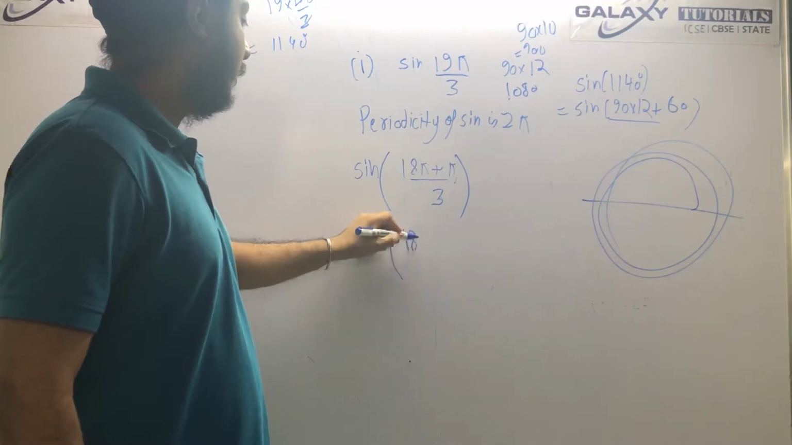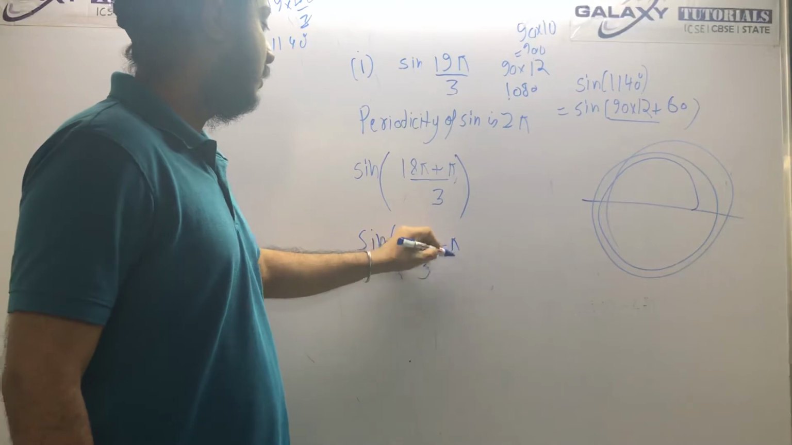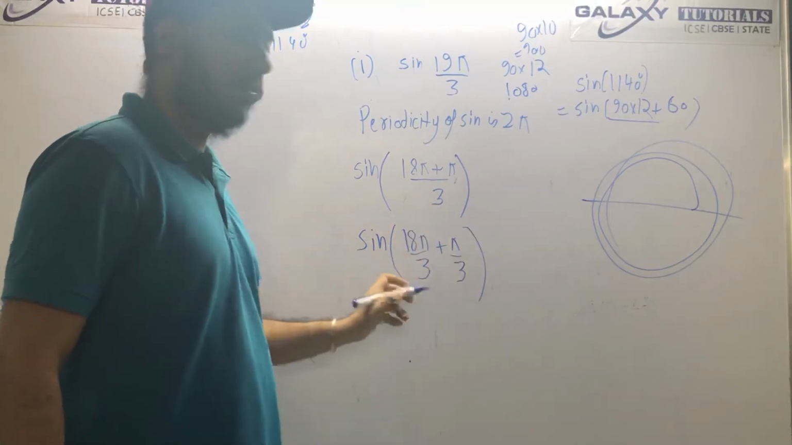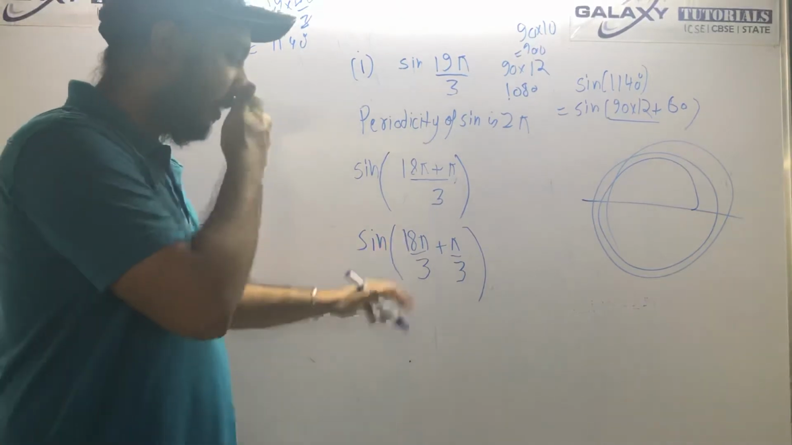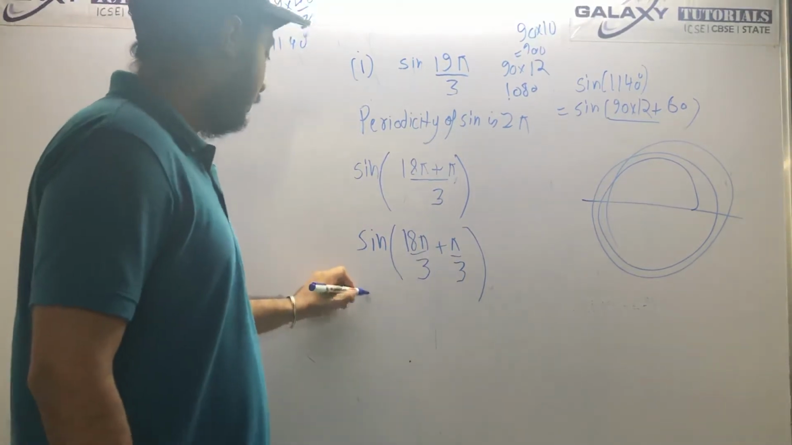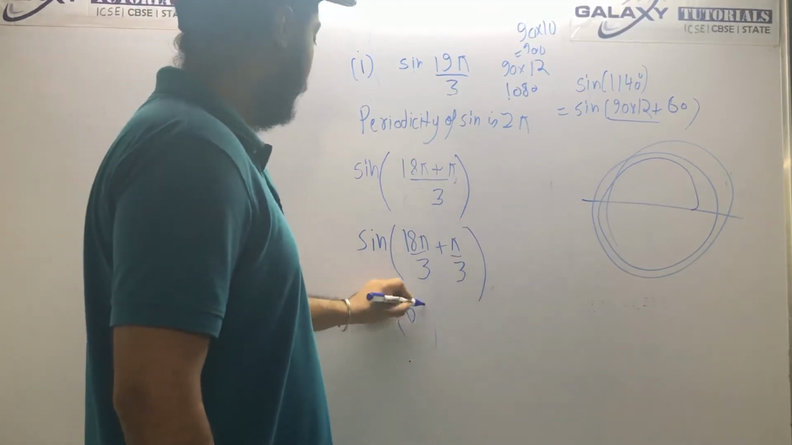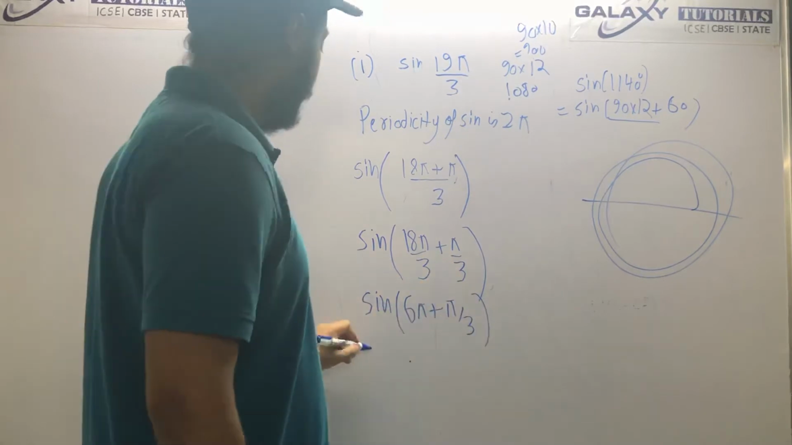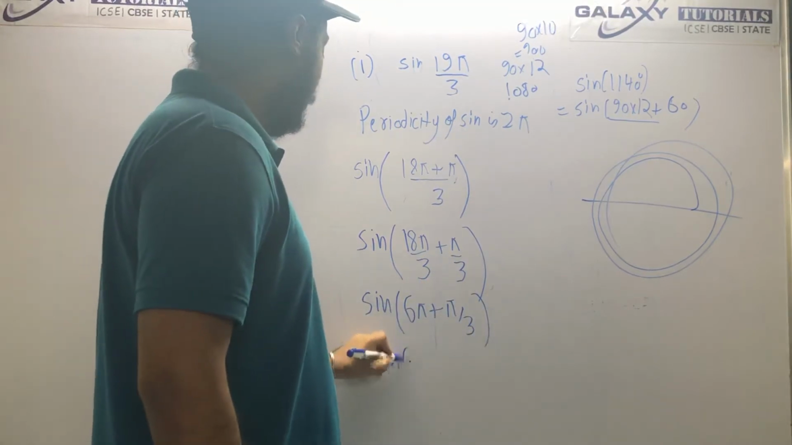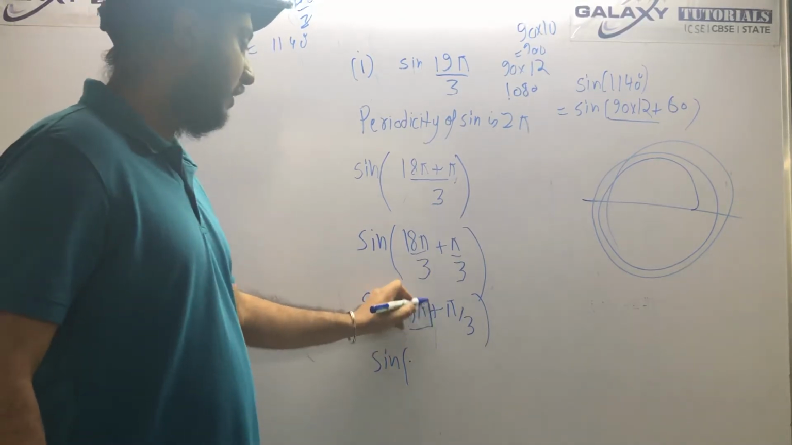Now see, sine of 18 pi upon 3 plus pi by 3. Now see what happened. 18 by 3 is how much? 6. So 6 pi plus pi by 3. Now I know in my mind that 6 pi is a multiple of 2 pi.